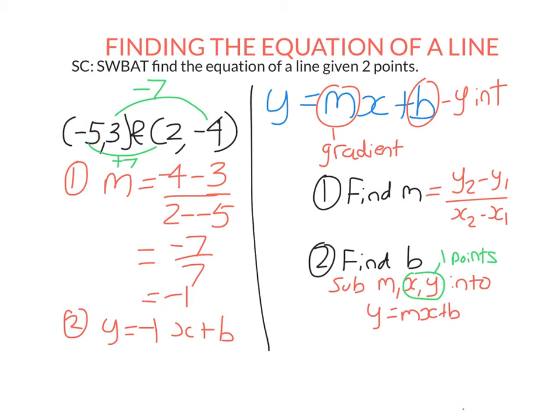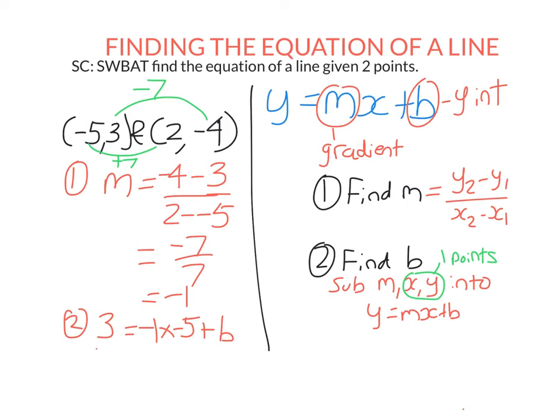So what I'm going to do now is substitute x. The x coordinate of the point I chose was negative 5, and the y coordinate of the point that I chose was 3. So now I'm going to substitute this in. I have an equation with one variable, b, so I can solve it easily.